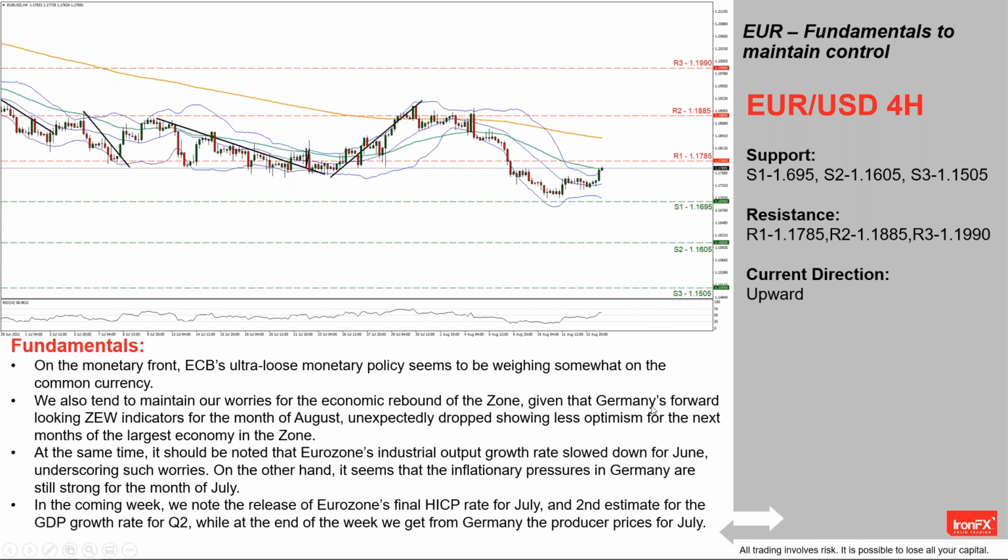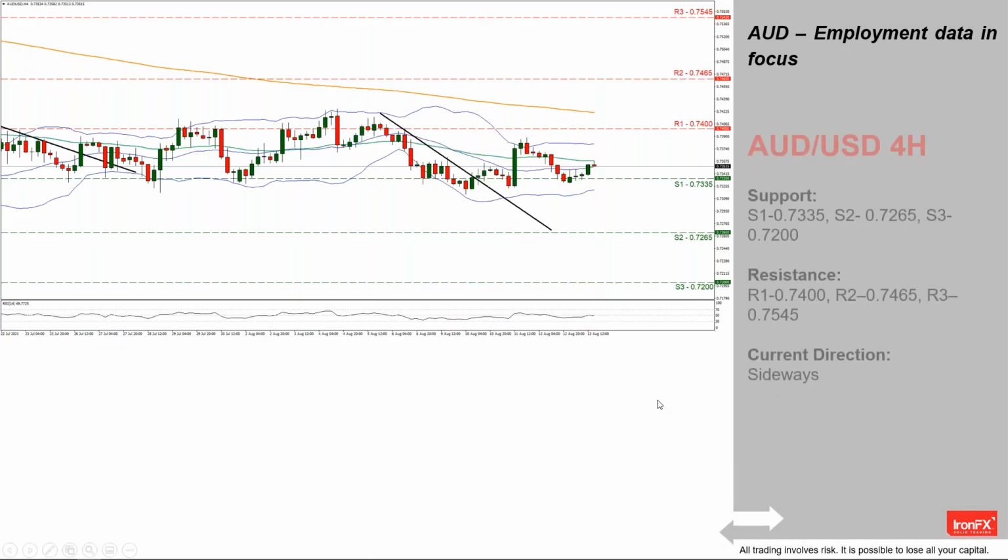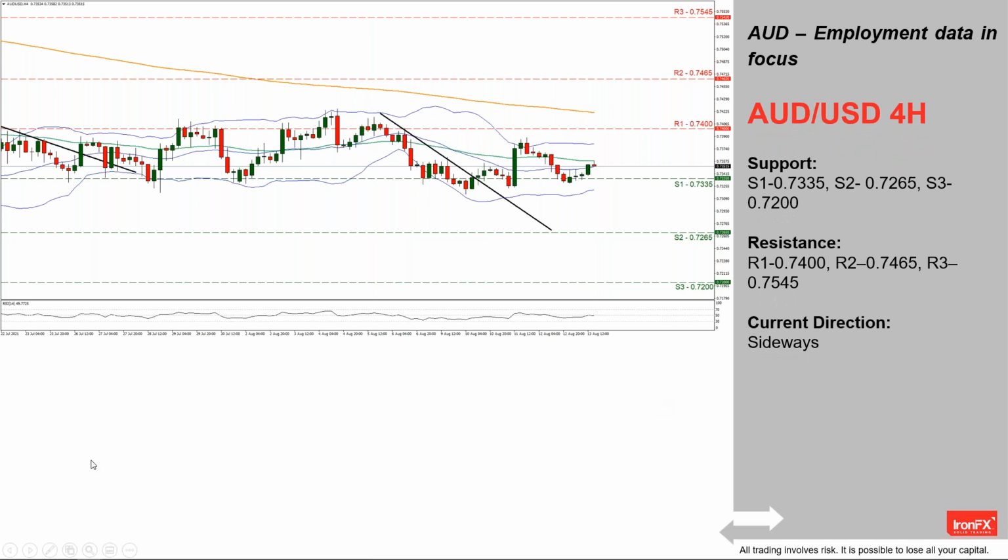Moving now to the Australian dollar, and this would be AUD/USD for our chart. Please note how AUD/USD has practically maintained a sideways motion just above the 0.7335, maybe with one outburst around the 11th to 12th of August, aiming for the 0.74.